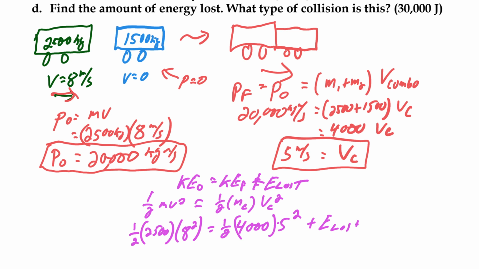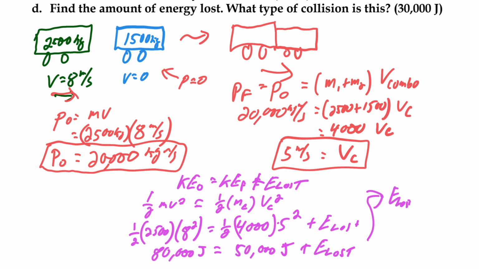Okay, so let's go ahead and do this. So 1/2 times 2500 times 8 squared gets me 80,000 joules. So that's how much kinetic energy we start with. And then 1/2 times 4,000 times 5 squared gets me 50,000 joules. That's how much kinetic energy we end with. And as you can see, we end up with less kinetic energy. So that means we lost some. So if we subtract those two, that's going to give us our energy lost. We can do this in our head, right? 80,000 minus 50,000 gives us 30,000 joules of energy lost.